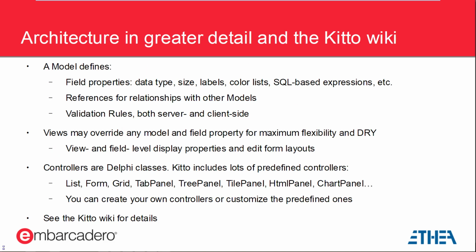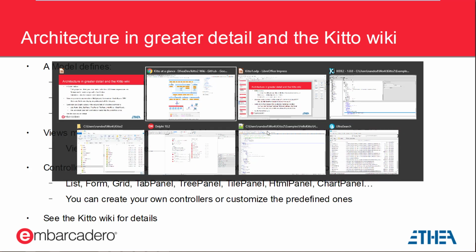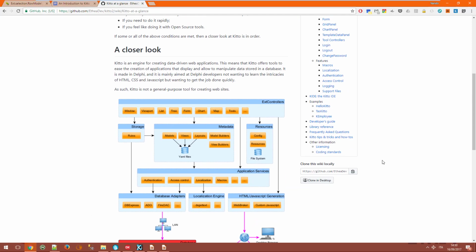This slide contains a roundup of what's what in Kitto. The Kitto wiki contains detailed information and examples of all that. Plus, all the code is documented in XML doc format so that you can see documentation while you code in the Delphi editor. Let's have a look at models, views, and some controllers now. Back to the Kitto wiki.